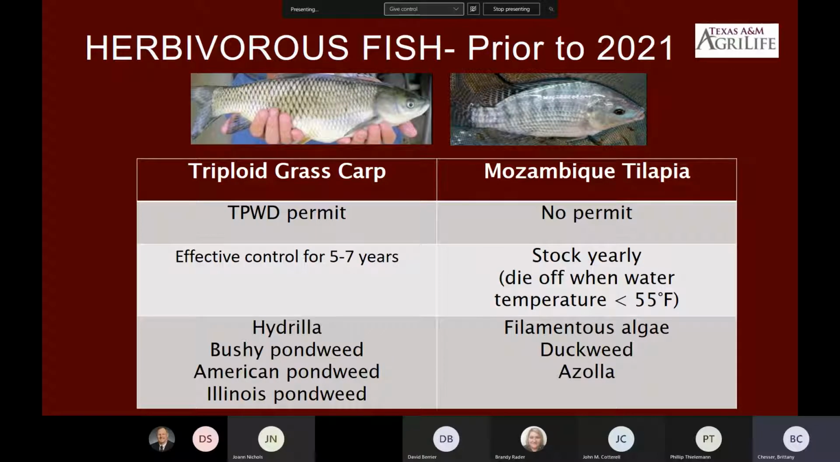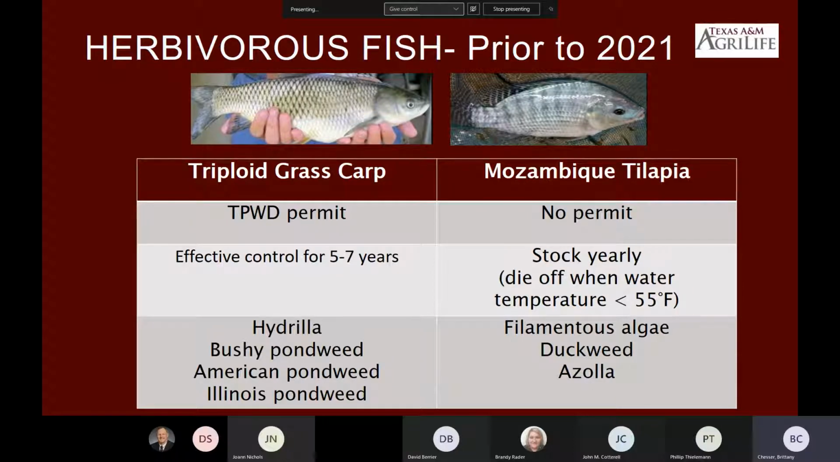If you have something in there like coontail, for instance, they might manage it, but for the most part, if they have something else to eat, they're going to eat it. They're not huge fans of our coontail, and we'll talk about why in a second. But we have our Mozambique tilapia here over on the right. Mozambique tilapia, up to this point, and again, I'll explain this in a second, do not require a permit to be stocked. The reason for this is because they're very cold intolerant, and they typically die off when the water temperature is less than 55 degrees Fahrenheit.